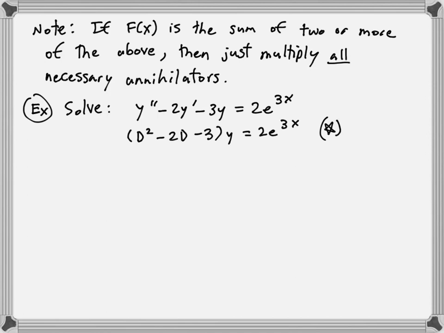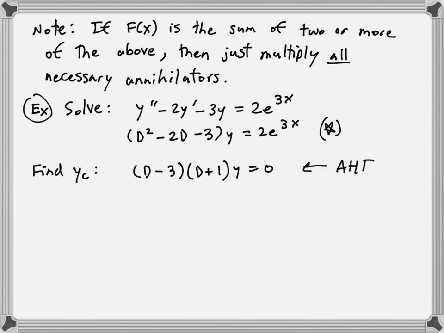So we're going to start off by finding YC. And remember, YC is the solution to the homogeneous one. So I'm going to write the homogeneous one, and I'm going to also go ahead and factor this in one step. This would factor into d minus 3 times d plus 1, right? So this is the associated homogeneous equation, right? So this is how you find YC, is we have to solve this guy. So we have two different roots here, and so we know what to do. YC is equal to C1 e to the 3x plus C2 e to the negative x.